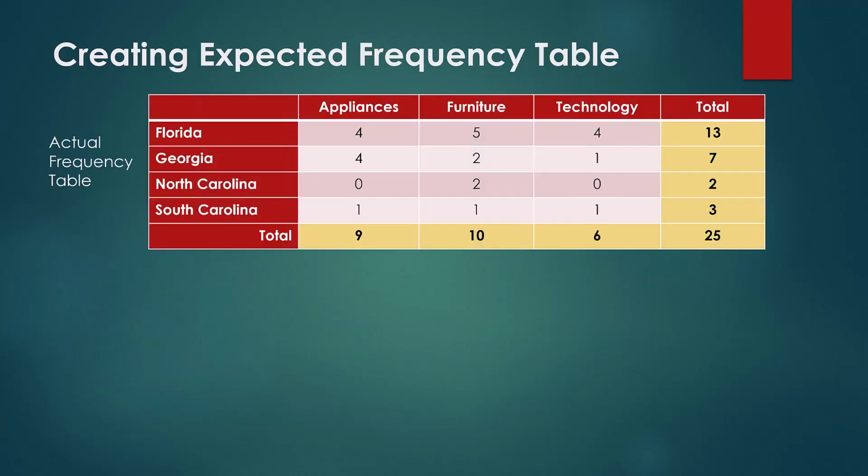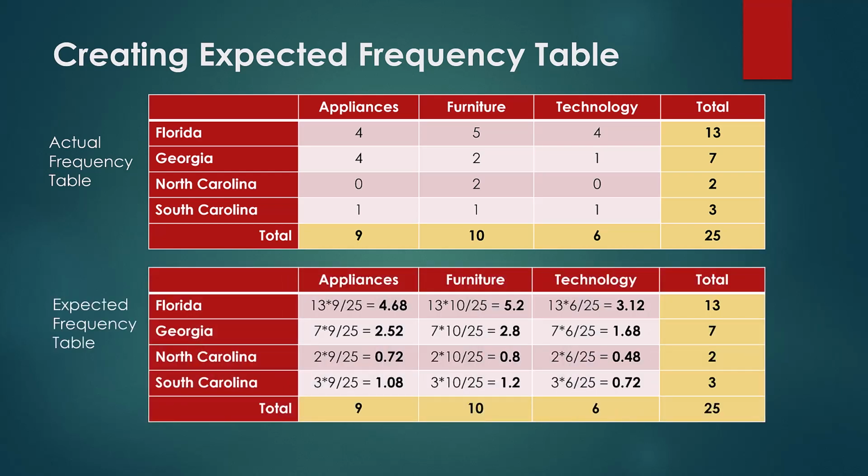So this is the actual frequency table, the original contingency table. From here, we construct a second frequency table called the expected frequency table. How do we construct this table? These values, 4.68, 5.2, are the expected frequencies, and they all add up to 25. So how do you get 4.68? 4.68 is the expected frequency for Florida and appliances. We take the total frequency of Florida, 13, multiplied by the total frequency of appliances, 9, and divide by the total frequency, 25. So 13 times 9 over 25 gives me 4.68.